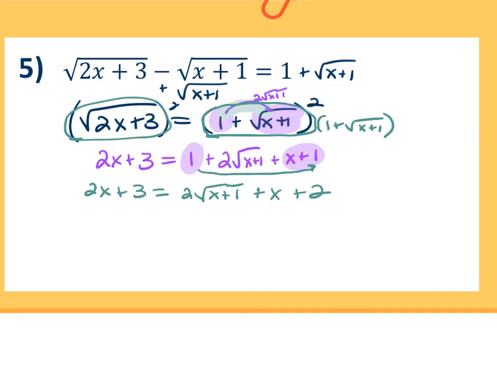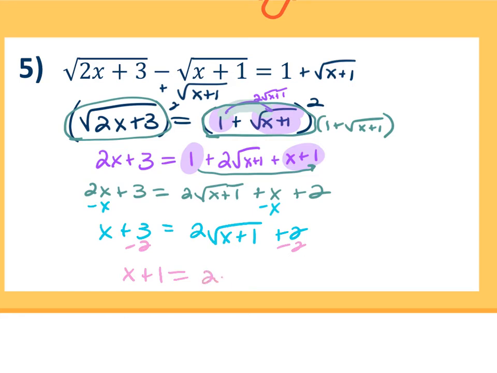So we've got to get everything else to the other side now and square it again. So we're going to move x. x plus 3 equals 2 square root x plus 1 plus 2. Subtract 2. x plus 1 equals 2 square root x plus 1. Now I can divide by 2, but then I've got a fraction on the other side. I probably want to avoid that.